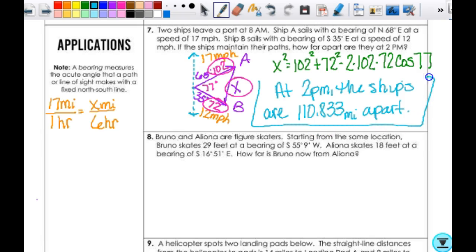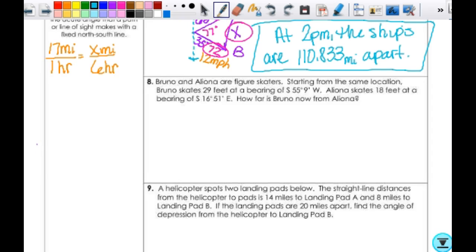All right. Okay. So then, number 8. It says, Bruno and Eliana are figure skaters. Starting from the same location, Bruno skates 29 feet at a bearing of south 55 degrees 9 minutes west. Eliana skates 18 feet at a bearing of south 16 degrees 51 minutes east. How far is Bruno now from Eliana? So the way in which the angles were given to you, what are we going to have to do?